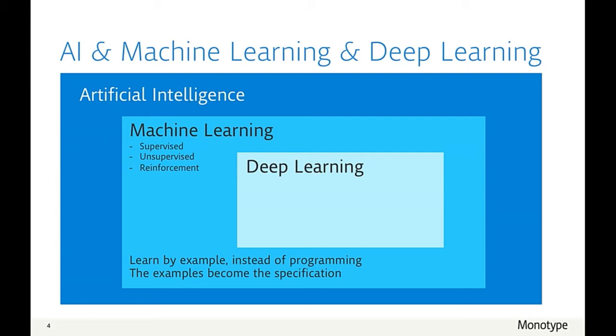And one interesting thing about machine learning is that we teach the machine by example instead of programming. And supervised means we label the examples with something we want the machine to learn. And the examples actually become the specification, in a sense. And deep learning itself is a specific type of machine learning, and it's very powerful.